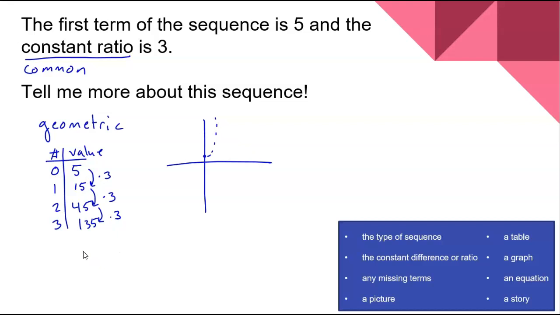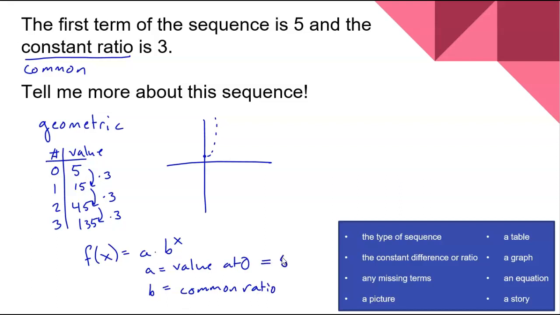How about an equation? Can we make an equation from this? For geometric sequences, we use a times b to the x, where a is the value at 0, and b is our common ratio. So in this case, our value at 0 is 5. You can see that up here, right there. And our common ratio, they told us in the problem, is 3. So then we know that our overall equation here is going to be 5 times 3 to the x.